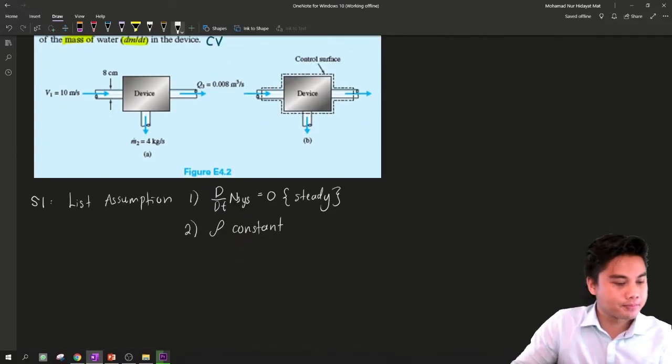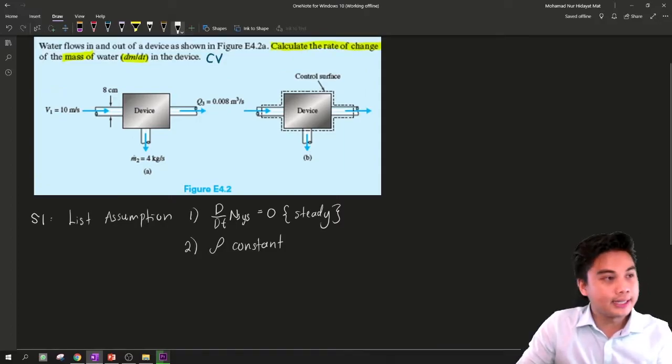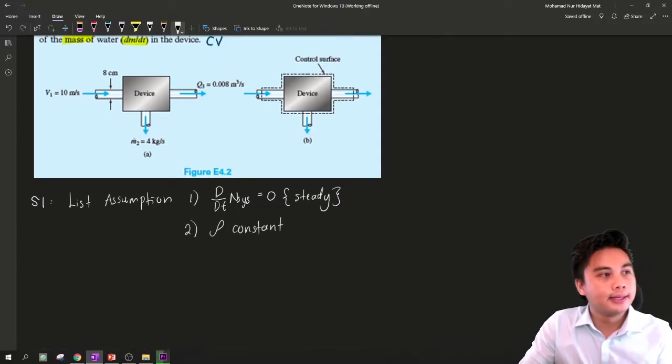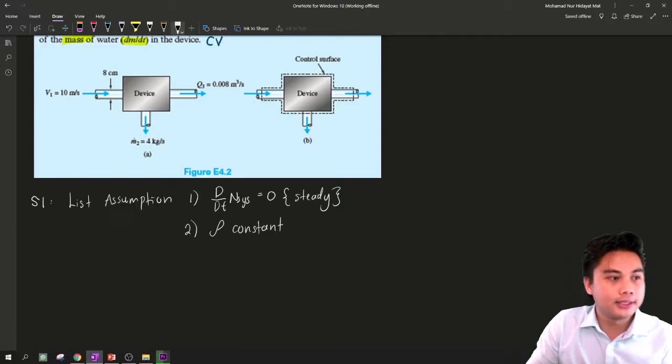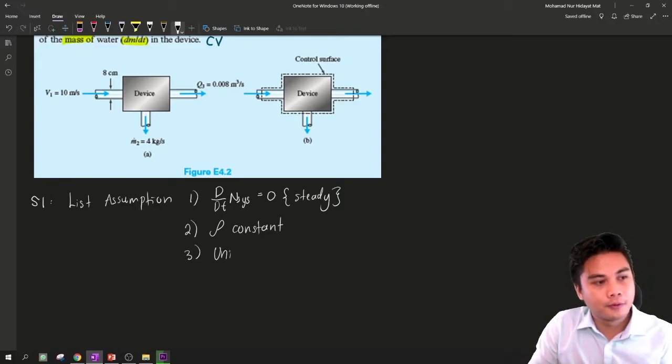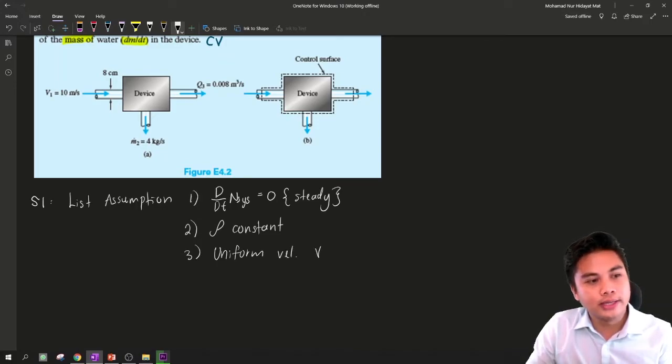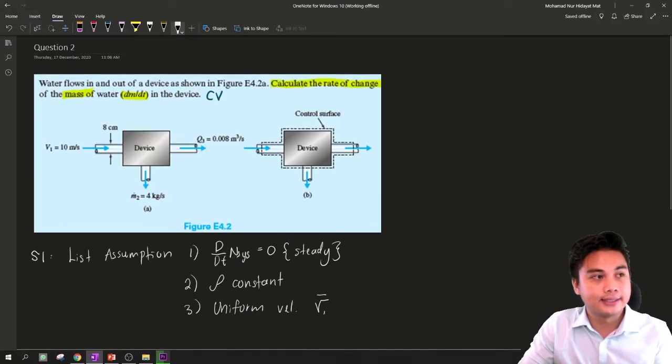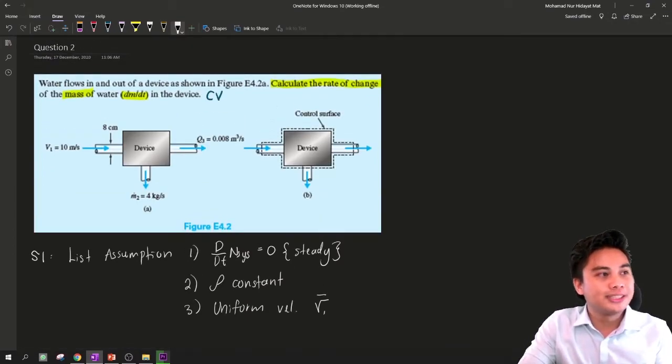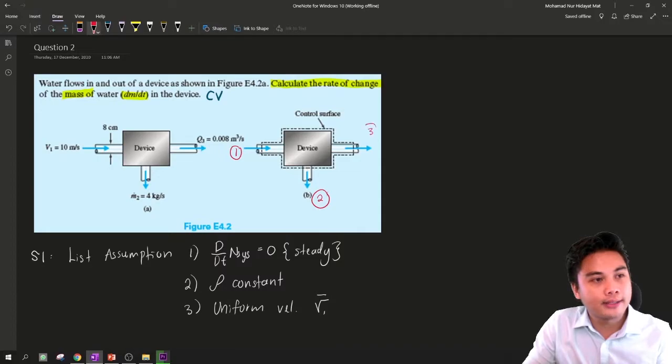And then the next one, we assume that the velocity across this pipe is uniform. So we can use the average velocity at points 1, 2, and 3. Let's say this is point 1, this is point 2, and this is point 3.